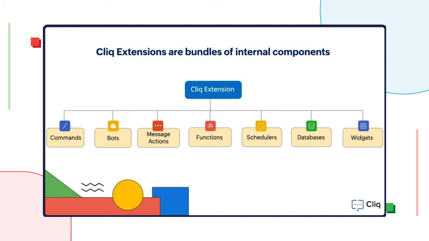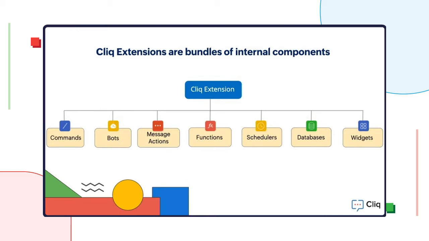third-party app, and comes built in with a lot of internal components. There are very small components that come bundled with the Cliq Extensions. So these are the internal components in a Cliq Extension. We'll be talking about commands, bots, message actions, functions, schedulers, databases, widgets, and forms. We'll be talking about all of this. I'll give you a brief introduction about them so that you'll have an idea about what they really do.